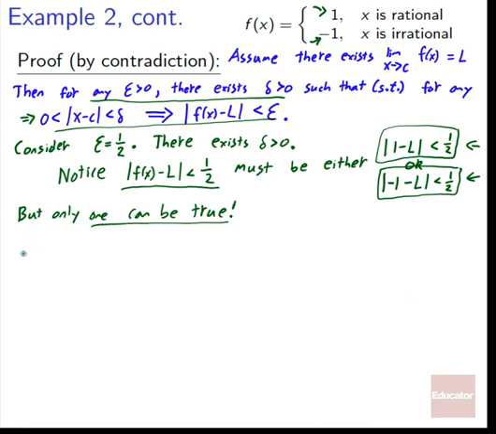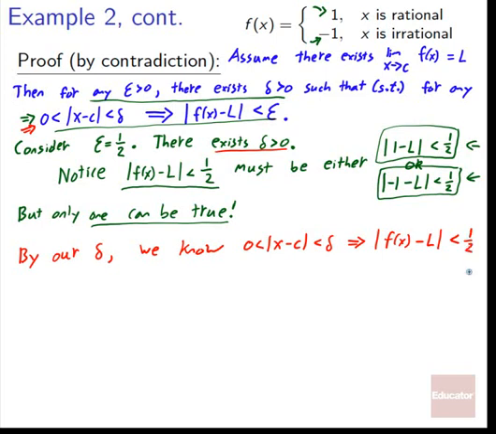Now we go on to say, well, there existed some delta greater than 0 such that 0 less than the absolute value of x minus c less than delta means that the absolute value of f of x minus L is less than epsilon. So by our delta, we know that 0 is less than the absolute value of x minus c, which is less than delta, and that winds up having to mean that the absolute value of f of x minus L has to be less than our 1/2, right? This thing right here. We know that our delta has to wind up making our f of x within 1/2 of L, since we set our epsilon as 1/2.